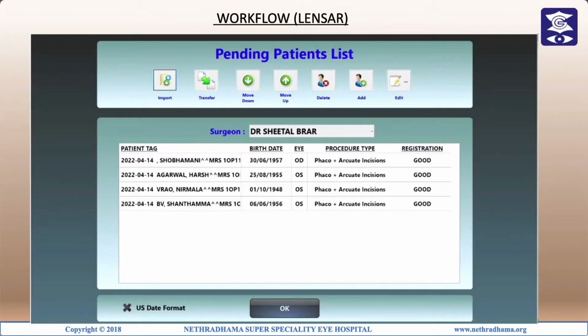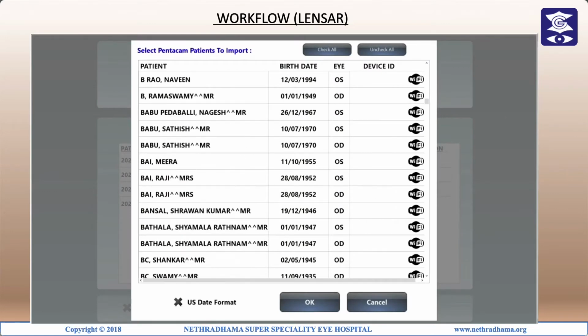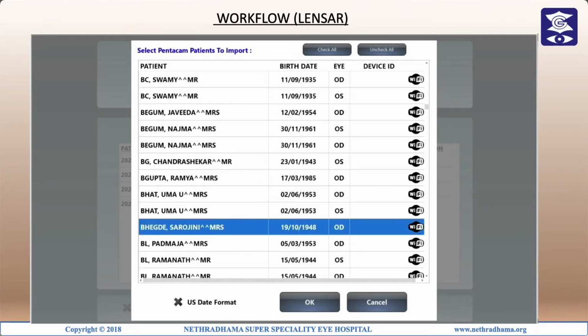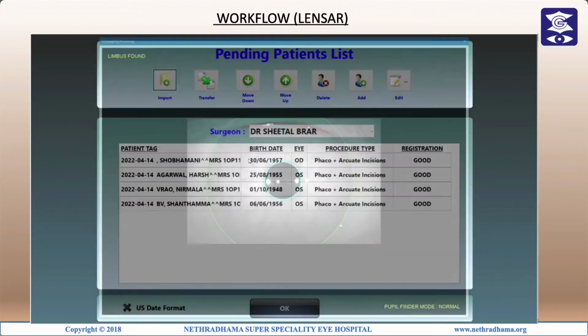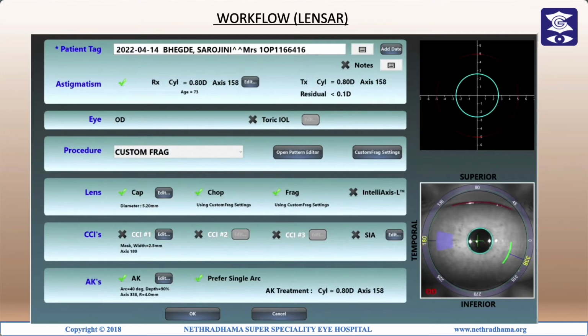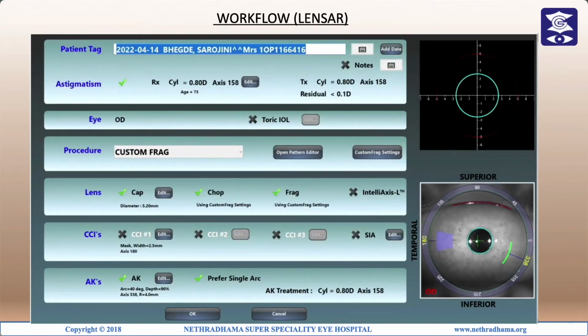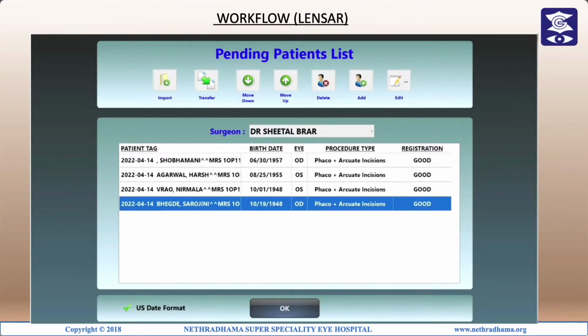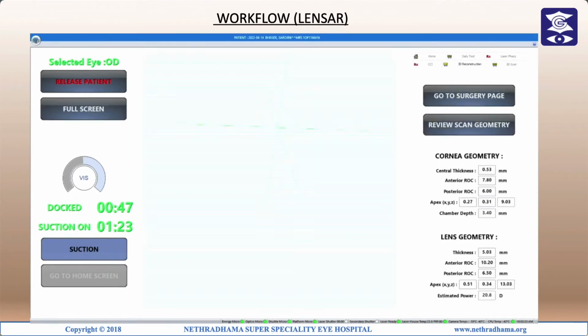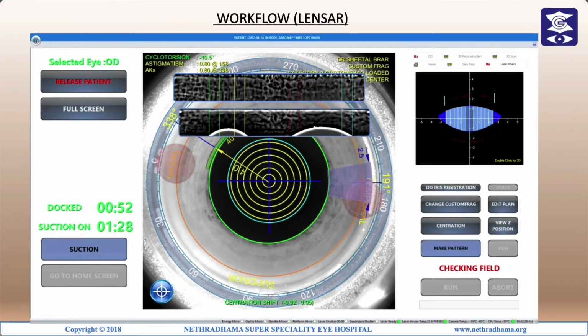So this is a brief video showing the workflow of LENSAR in our system. So we already have the patients whose Pentacam has been done. So we import the patient who is posted for the surgery. The patient comes under the profile of the operating surgeon, and then various other parameters such as the fragmentation, capsulotomy, incisions are planned. So the eye is then docked, and in this particular eye you can see very well that there is a cyclotorsion of 10.5 degrees.